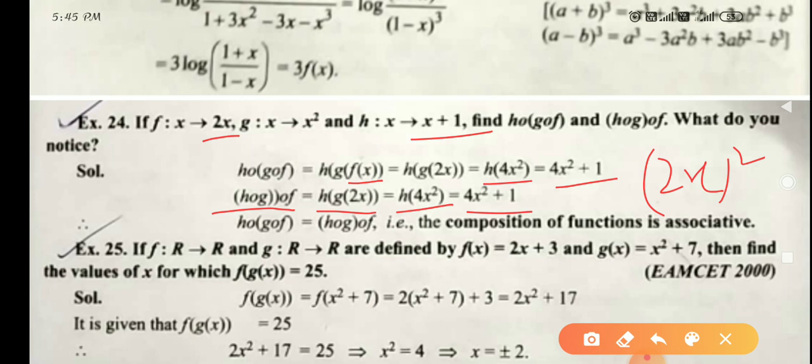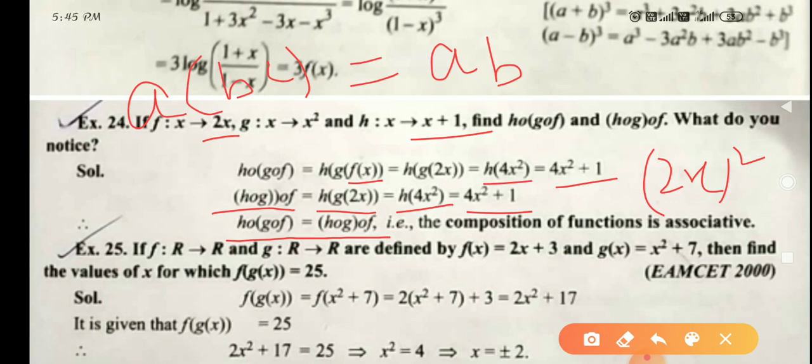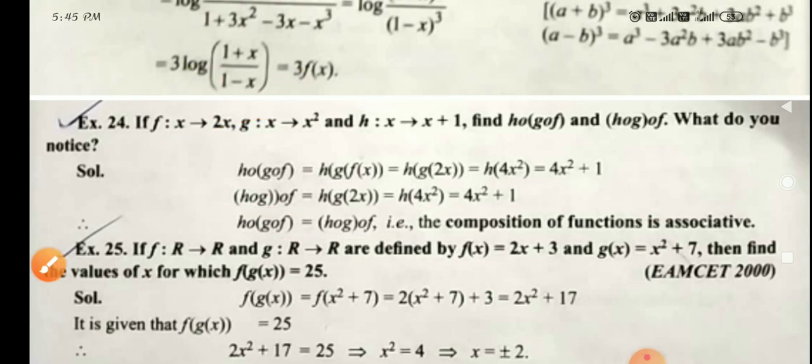Now second part, what do you understand, what do you notice? So we notice that composition of functions is associative. The associative rule you have studied in class 6th, 7th, 8th, you know very well. a into b into c, like this, (a into b) into c is equal to a into (b into c). Like this is the associative rule. So here it is satisfying.